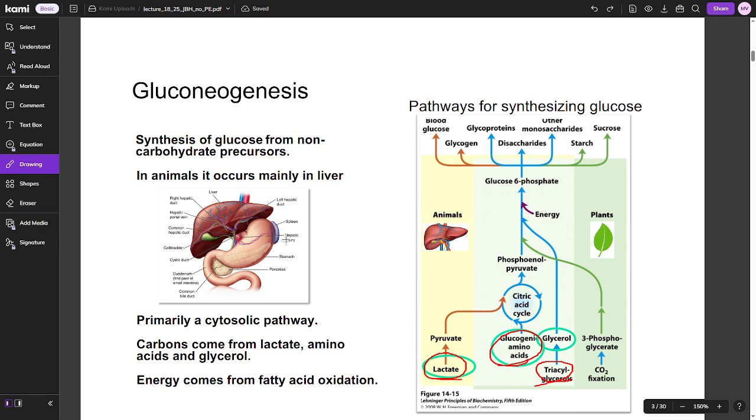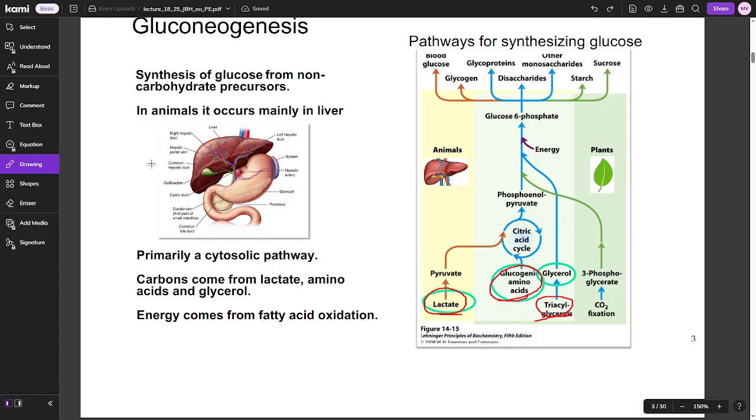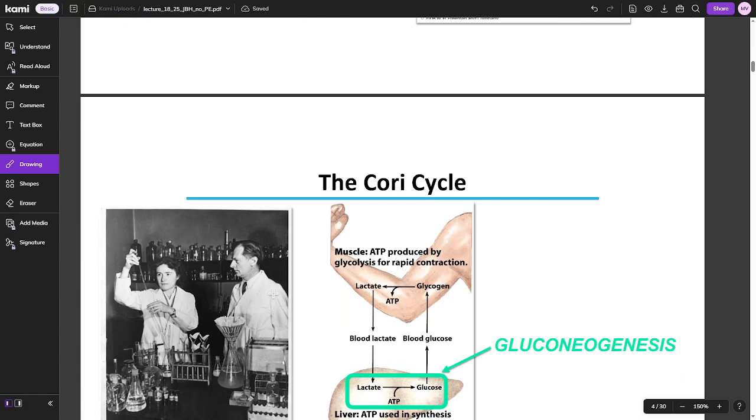It's usually a cytosolic pathway as well, because almost all of it occurs in the cytosol. It's kind of like glycolysis, but again, it's not just glycolysis in reverse. It's a little bit different. And the energy and the carbons come from a lot of things. So fatty acid oxidation, which you'll cover in 441, lactate, amino acids, glycerol, all that jazz, right?